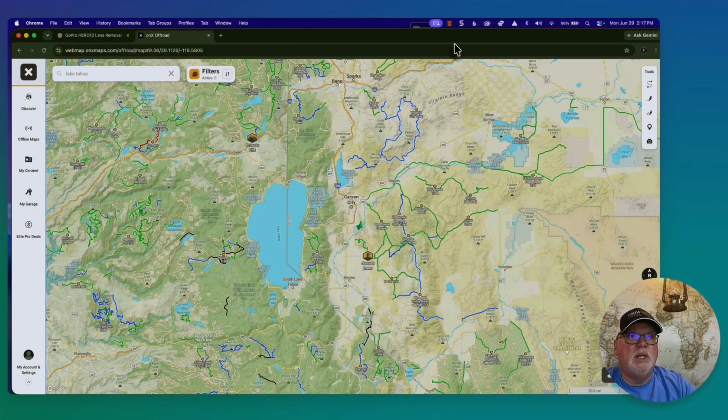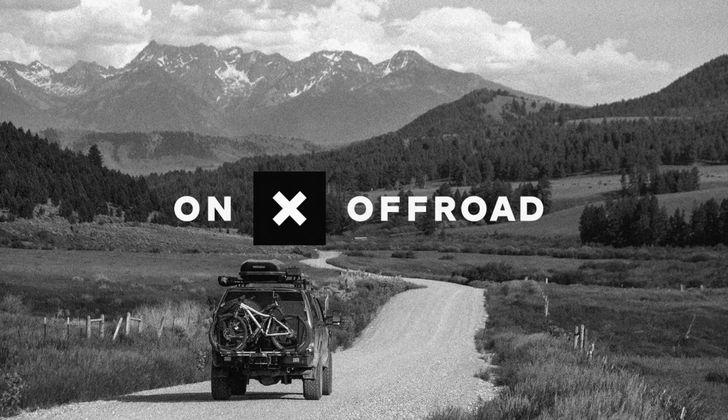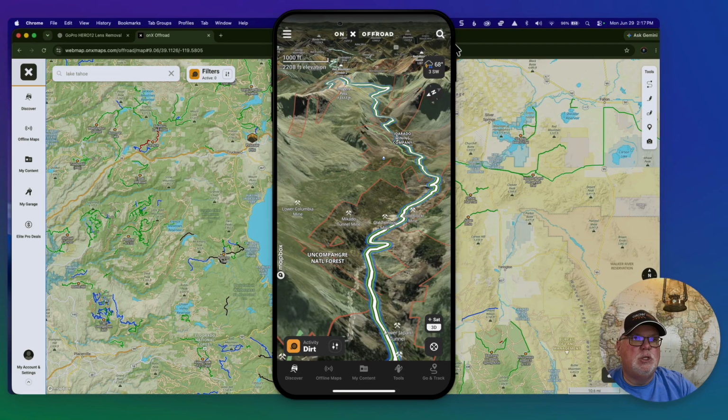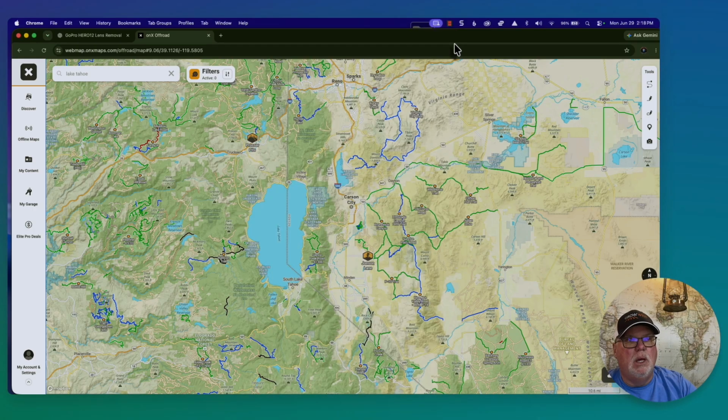Okay, I'm going to cover one last thing. I saved the best for last today. What we're looking at right now on my computer screen is what is known as Onyx Off-Road. It is a mapping system that is electronic. It is web-based and app-based, and I use it almost exclusively for all my off-road stuff, whether I'm on my adventure bike, I'm on my pickup, or I'm in the side-by-side. I have some device that runs it.